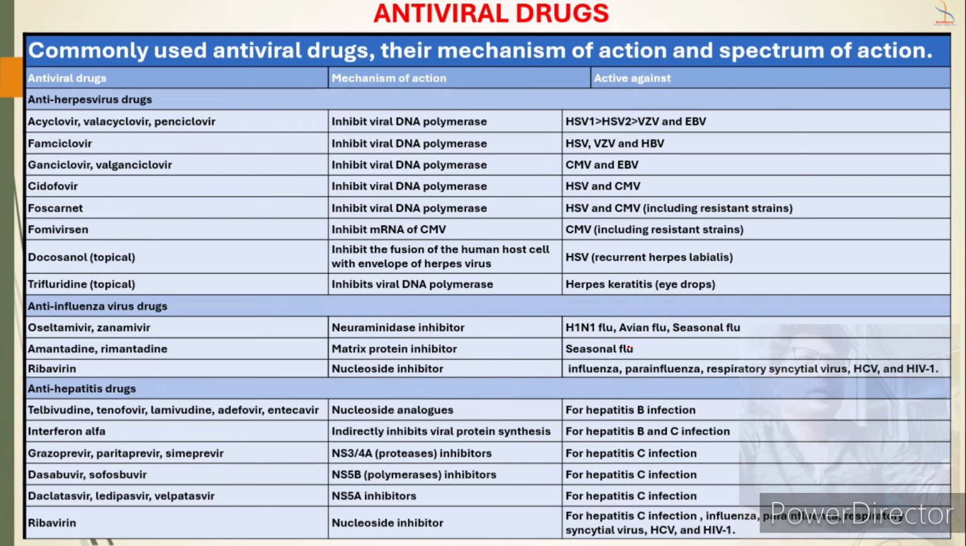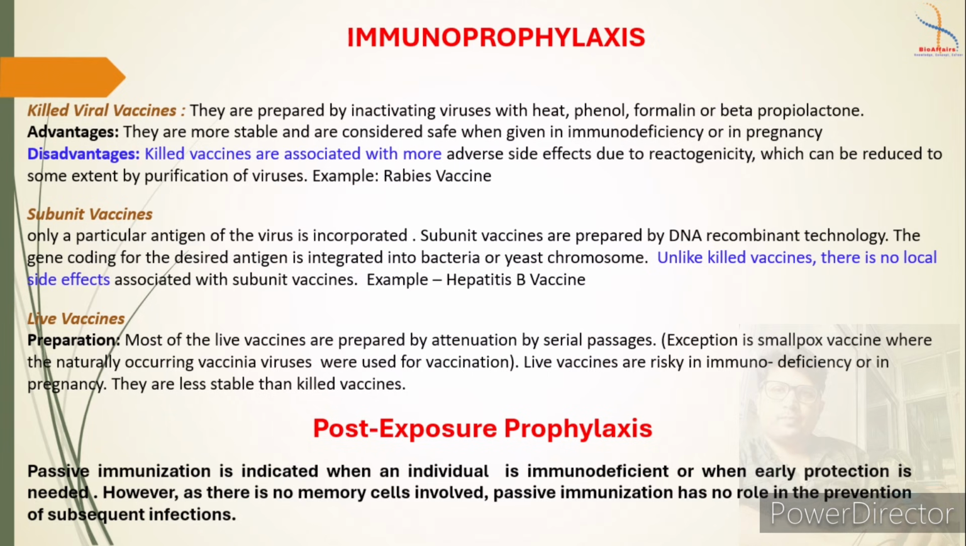Okay. Now, going to immunoprophylaxis. This is the most efficient method to avoid viral infection. Again, not all viruses have vaccines. Actually, immunoprophylaxis is nothing but vaccines, meaning you are getting pre-protection from the viral infection with a mock viral infection.